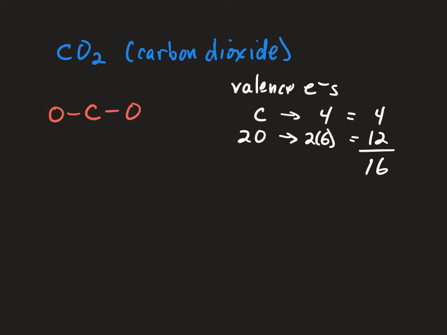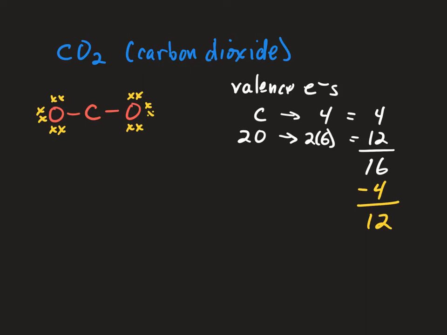We have 2 bonds there. So we already know where 4 of those are. That leaves us with 12. And so if we start distributing those, starting on the outside atoms and working in, we get something like this. But again, we have this situation where the central carbon only has 4 electrons around it. It would like to have 8.